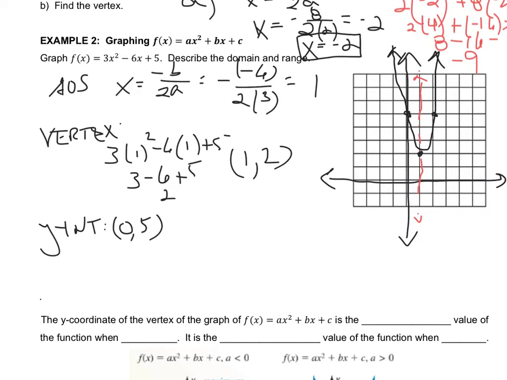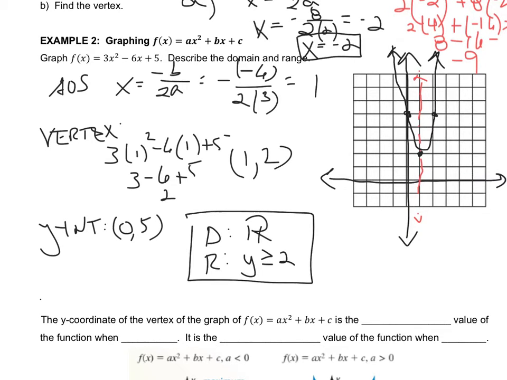Then we're asked to describe the domain and the range. Well, there's no restrictions on what we can plug in for our inputs, so all real numbers is our domain. And from the graph, what are we seeing? We are only seeing y values that are greater than or equal to 2. So that would end up finishing the graph and the domain and range.